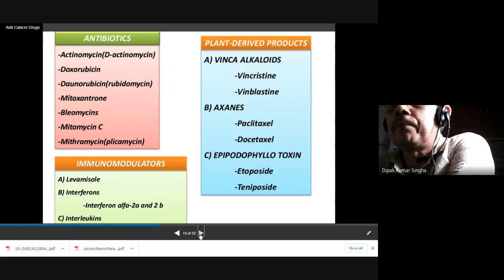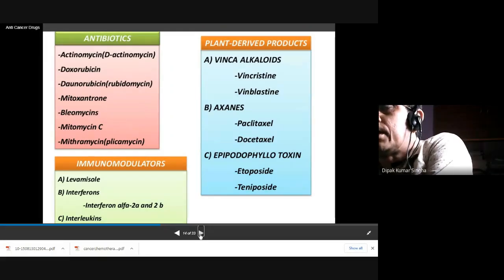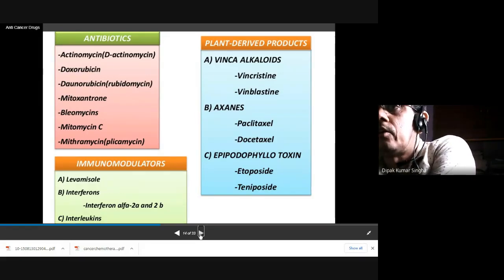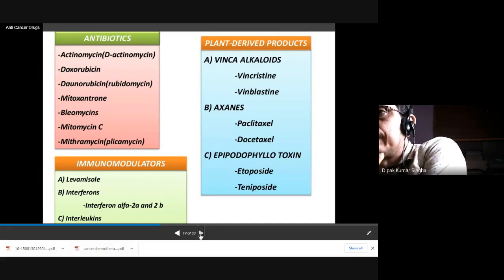But another very important class is the antibiotics. Which antibiotics are used only for cancer chemotherapy? Actinomycin D or dactinomycin, doxorubicin, mitoxantrone, bleomycin, mitomycin C, and mithramycin.